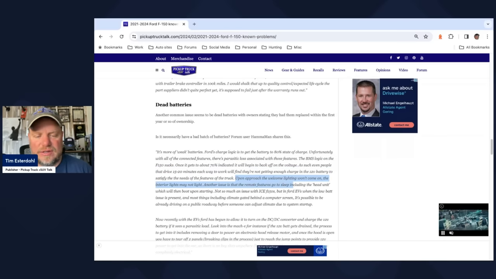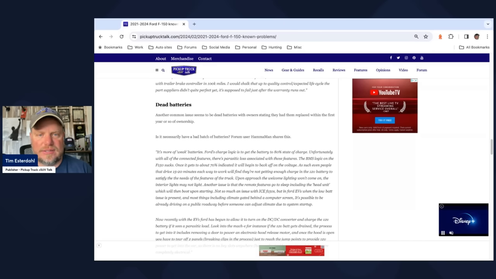And another issue is the remote features go to sleep, including the head unit, which will then boot upon starting. Not much of an issue with ICE F-150s, but in Ford EVs, when the low battery issue is present, many things indicating climate are gated behind a computer screen. It's possible to already be driving on a public roadway before someone can adjust climate due to system startup.